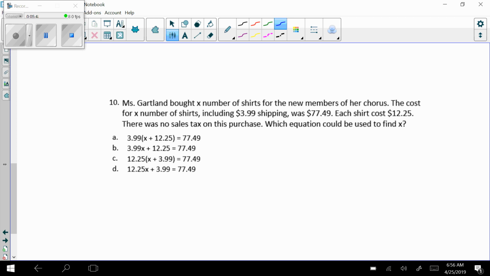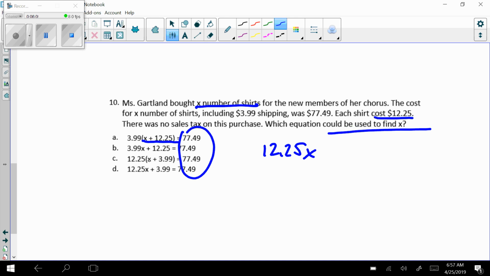Which equation could be used to find X? Well, you can clearly see what your total is, so really the key to this is figuring out what goes with X. X is the number of shirts. Each shirt is 1225. That means 1225 goes with your X. So you'll know what the answer to that's going to be. Keep in mind, we have not done equations where we've had parentheses in them, at least not yet. We'll do that after we're done with the state test.